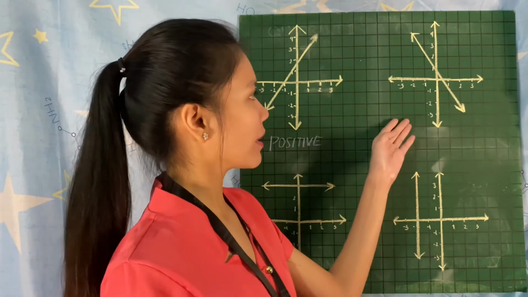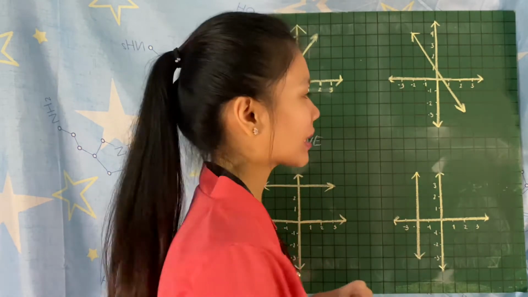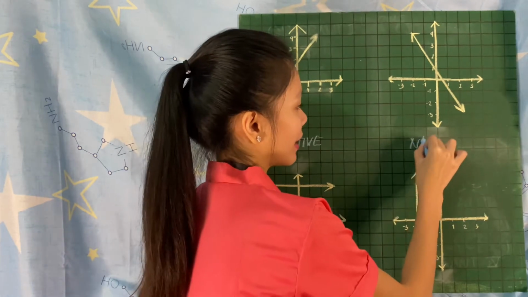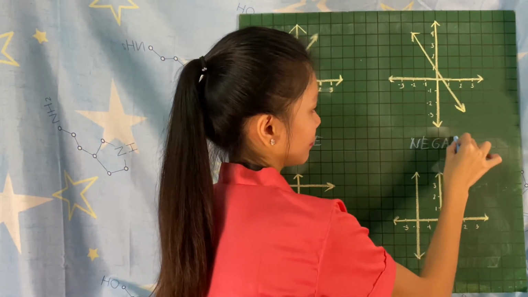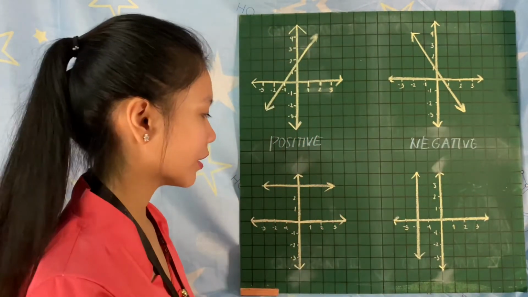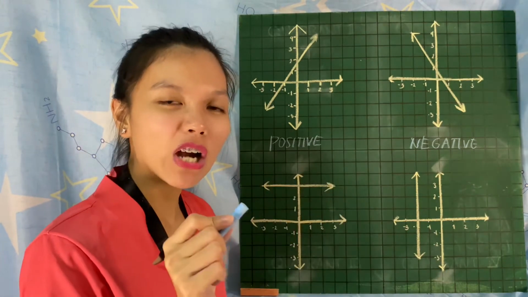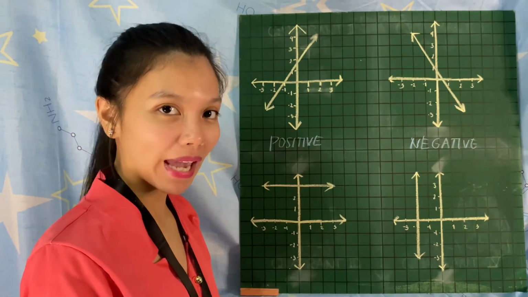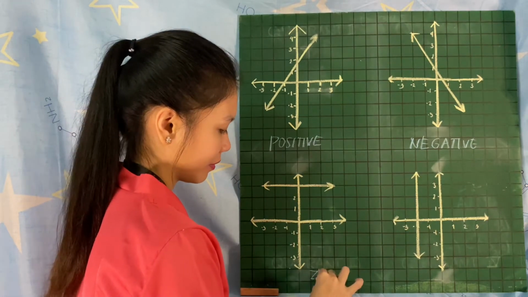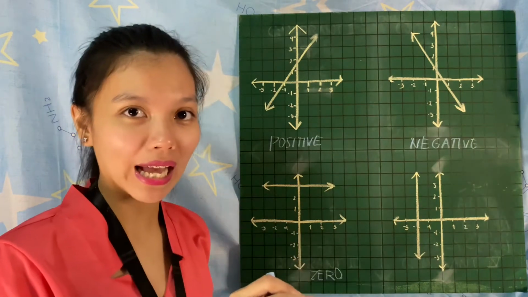Next, our second graph. Kung makikita niya from left to right, siya ay pababa. So, kung siya naman ay pababa, automatically, the slope is negative. And for the third one, kapag ang line natin ay pahiga, which is a horizontal line, the slope is 0. Just 0. Basta siya ay horizontal line.